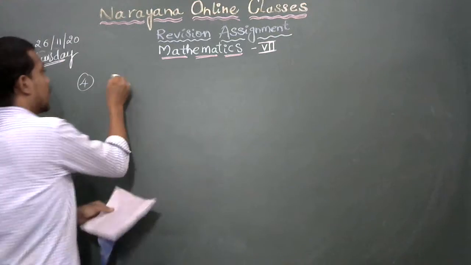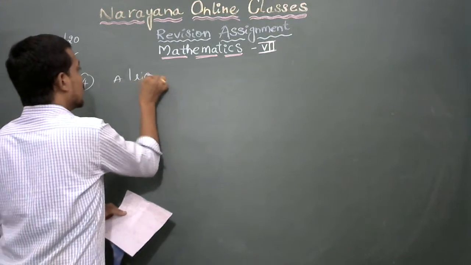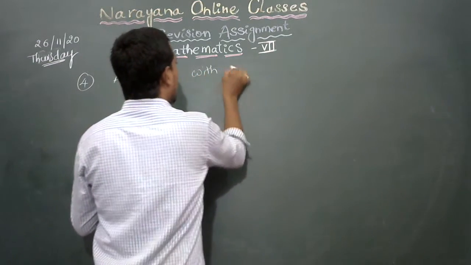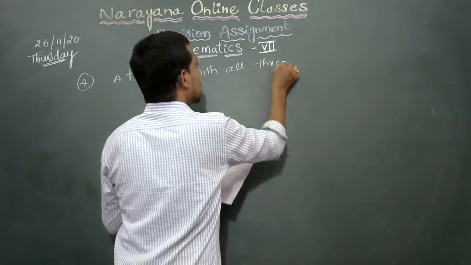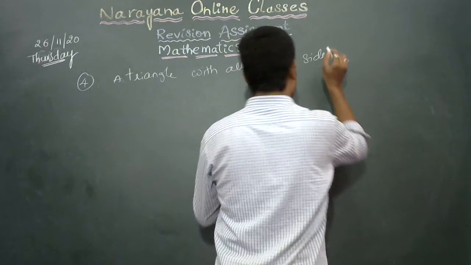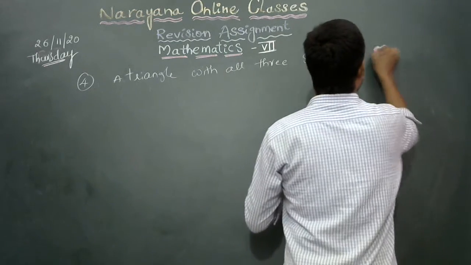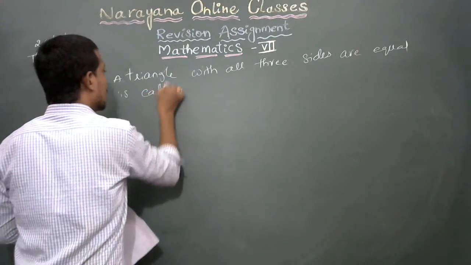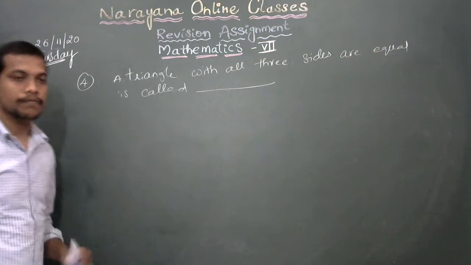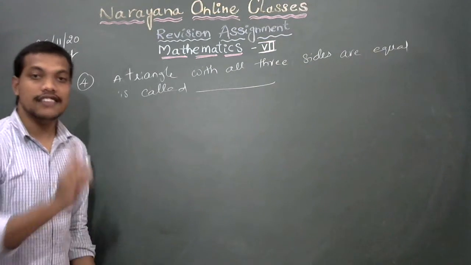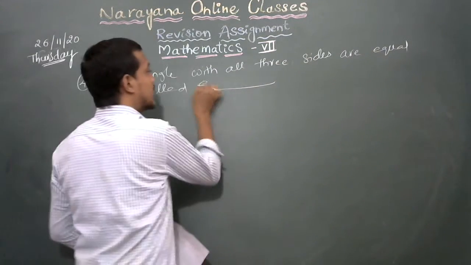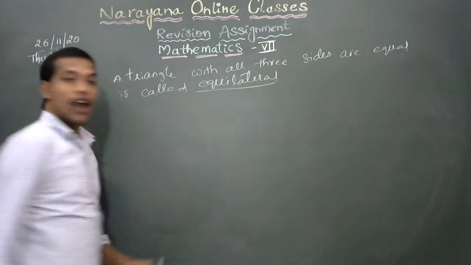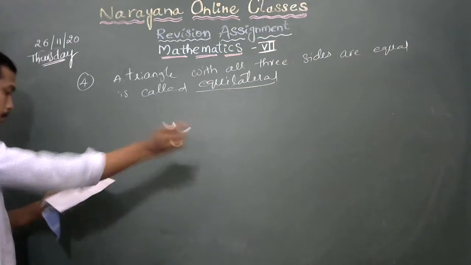Fourth one, a triangle with all three sides equal is called dash. A triangle with all sides equal, that is called equilateral triangle.